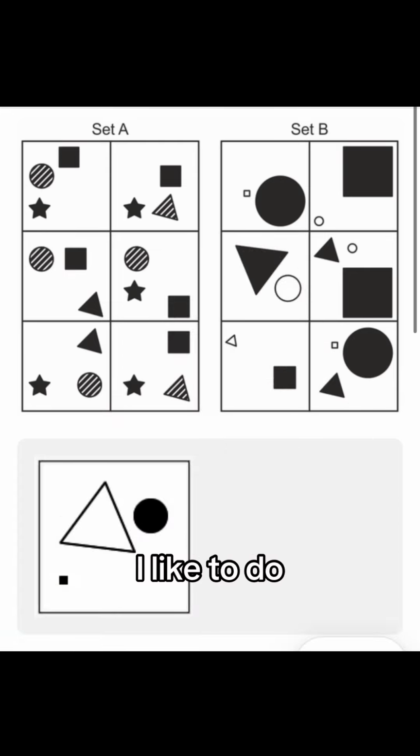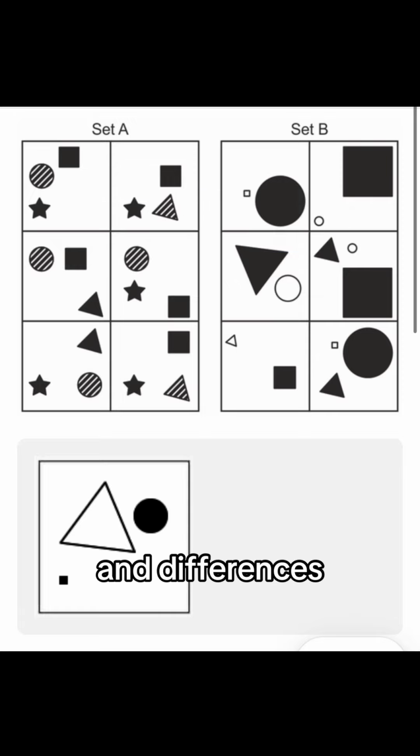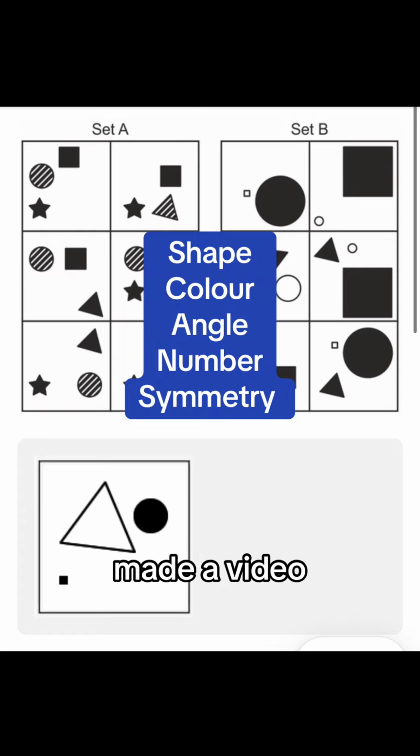First thing I like to do is zoom out and look at both sets as a whole to identify any similarities and differences between them. I'll also be referring to my acronym SCANS, and I have made a video on how you could use acronyms in your AR practice in my UCAT 2024 playlist.